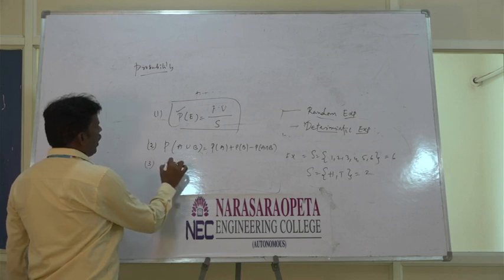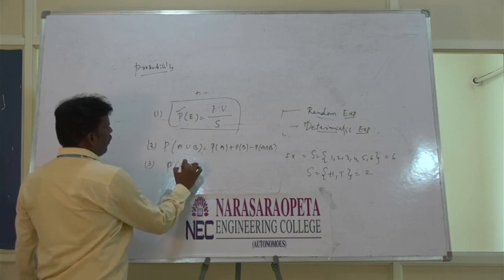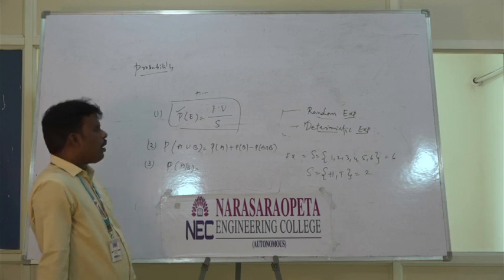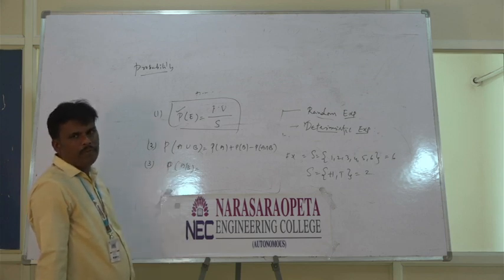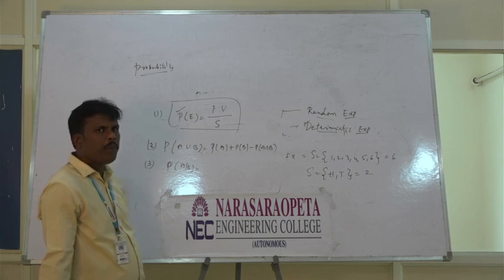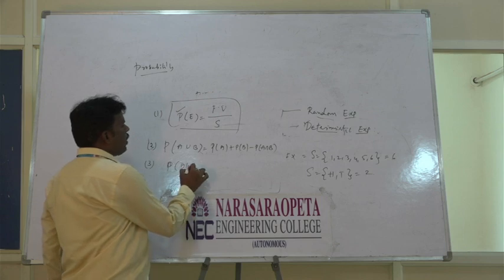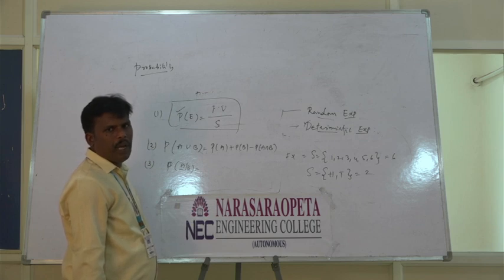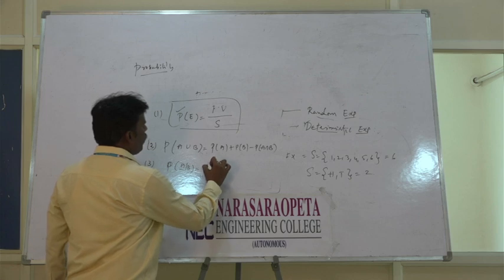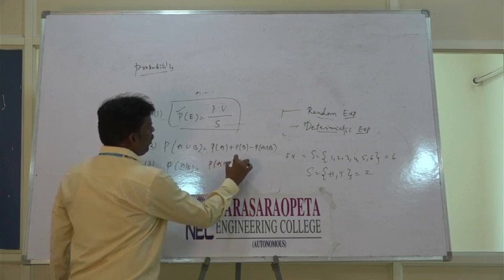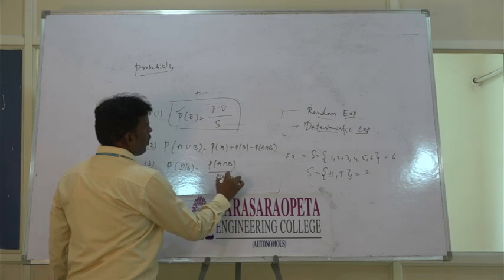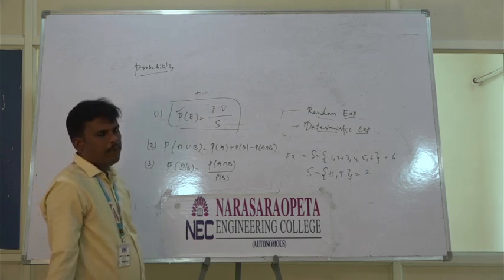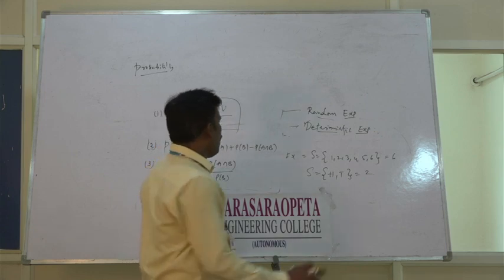The third one is the conditional probability. What do you mean by conditional probability? It is the probability of the occurrence of an event given that another event has already happened. Here A denotes the occurrence of the event, B denotes the event that has happened. The formula is P of A intersection B divided by P of B. The next thing is total probability.